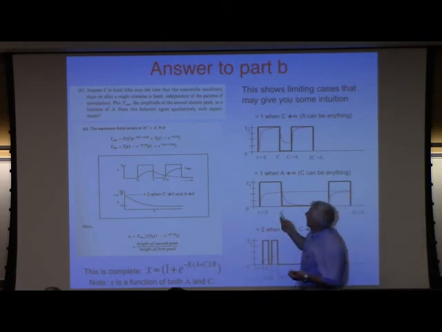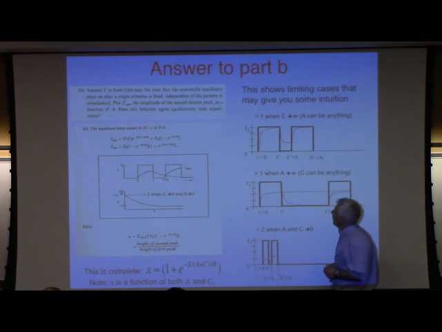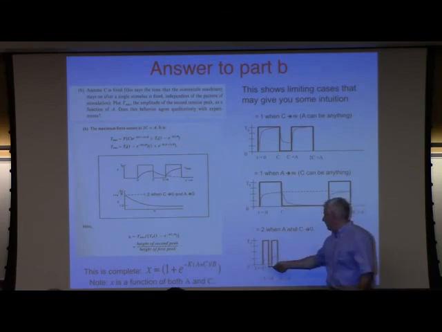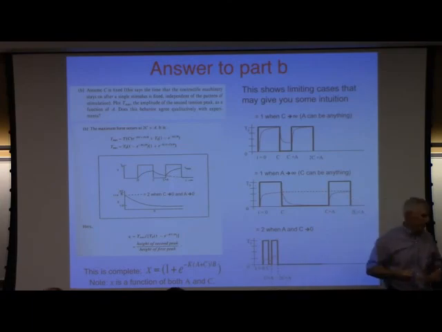I think part of the question says, does this behavior agree qualitatively with experiments? Well, if you want to look at twitches and how they fuse together, if you have a short A and a short C, that kind of qualitatively agrees.